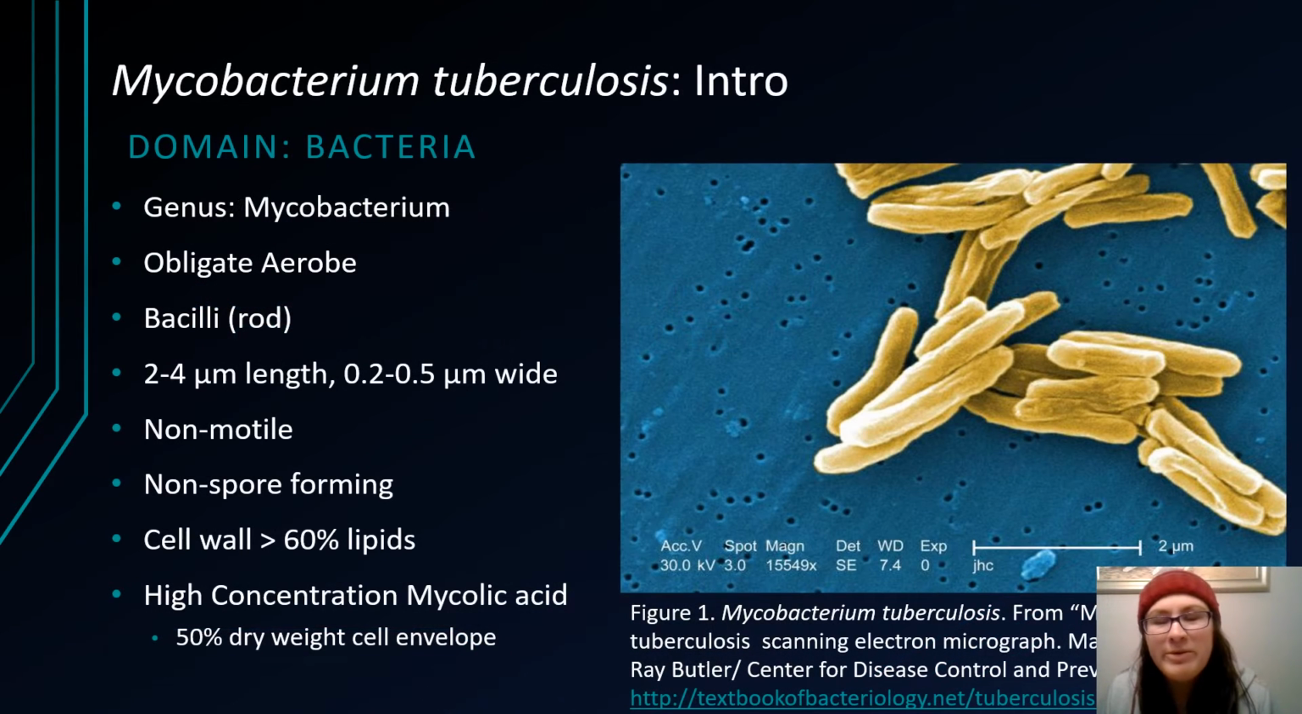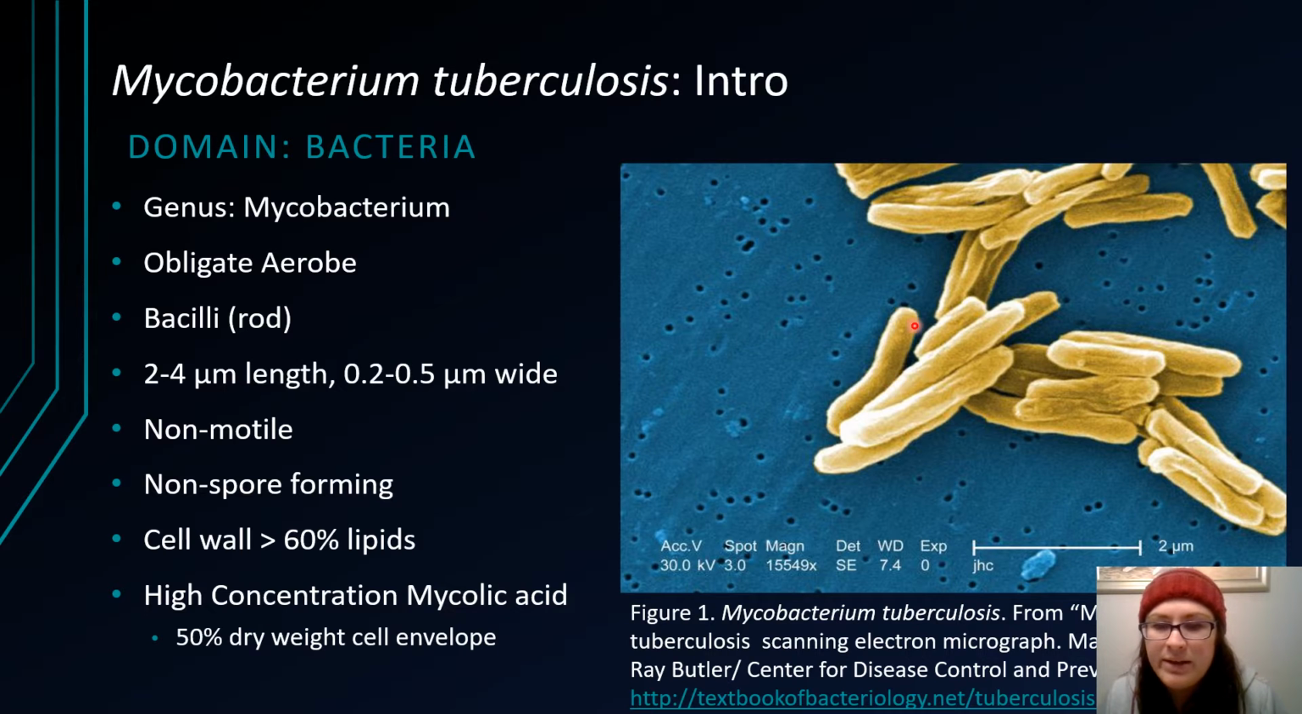Mycobacterium tuberculosis belongs to the domain Bacteria. It's part of the genus Mycobacterium, and members of this genus can cause disease in mammals. The name "myco" means fungi, and that refers to the colony shape that you'll see later on. It's an obligate aerobe, so that means that it needs oxygen to survive. And as you can see here, it's bacillus or rod shaped. It's about 2 to 4 micrometers in length.